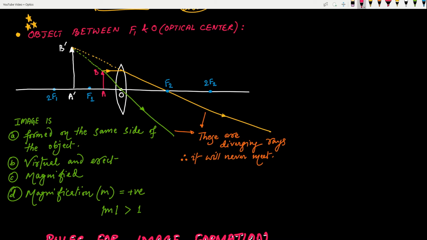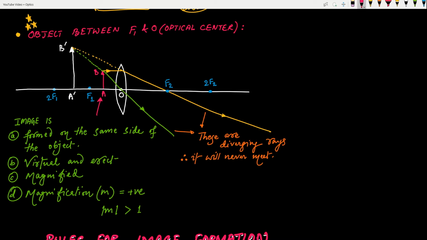Now let's look into when the object is placed between F1 and the optical center. It's very easy. Let's understand the concept. As you can see, the object is kept here, between F1 and the optical center. So what will be the property of the image, or where will the image be formed? Let's look into that.